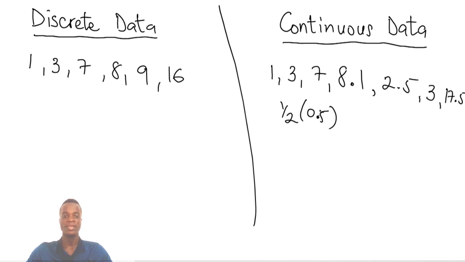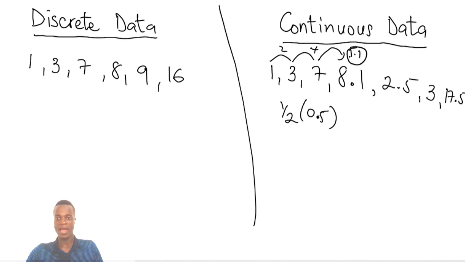But for discrete data, they are whole numbers. Moving from one to another is completely a whole number difference. You can move from 1 to 3, you know that we just add 2. From this one to this, you are going to add a whole number, and you are going to add 4. But if you want to move from here to here, you have to add 1.1.